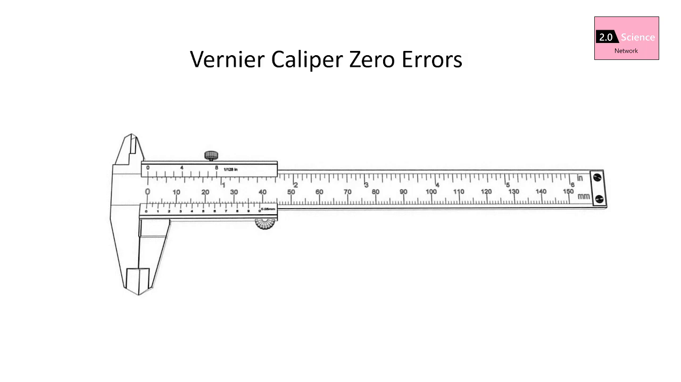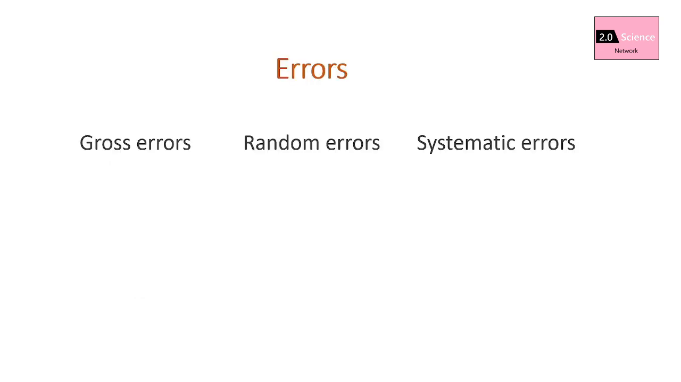Zero error. Measuring instruments have different types of errors. All errors can be divided into three groups: gross errors, random errors, and systematic errors.